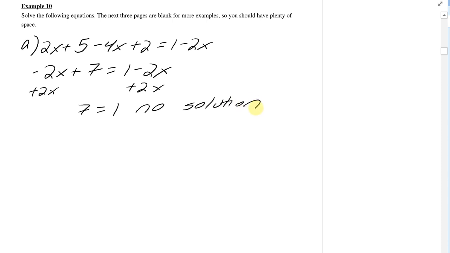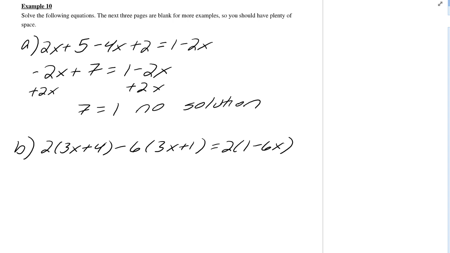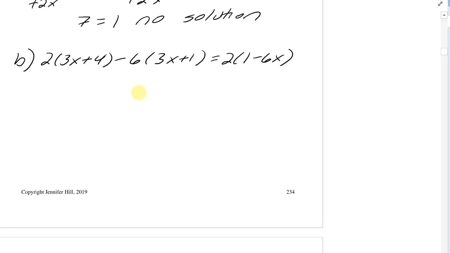Okay, so now let me give you another problem. So now you can do 2 times 3x plus 4 minus 6 times all of 3x plus 1 equals 2 times all of 1 minus 6x. Once again, pause the video, hit play when you've got the solution. Okay, so let me just scroll up a little bit here to give myself a little more room. I'm going to go ahead and distribute.